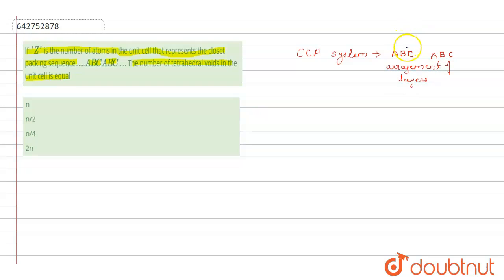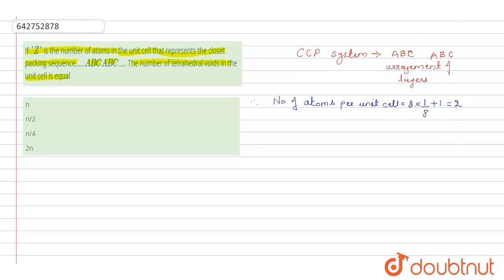So here, in the system there are atoms at the corner as well as center of the unit cell. So from this, therefore, the number of atoms per unit cell is given by equals to 8 into 1 by 8 plus 1. So this is equals to 2. So from this, the number of tetrahedral void in the unit cell will become equals to 2n.